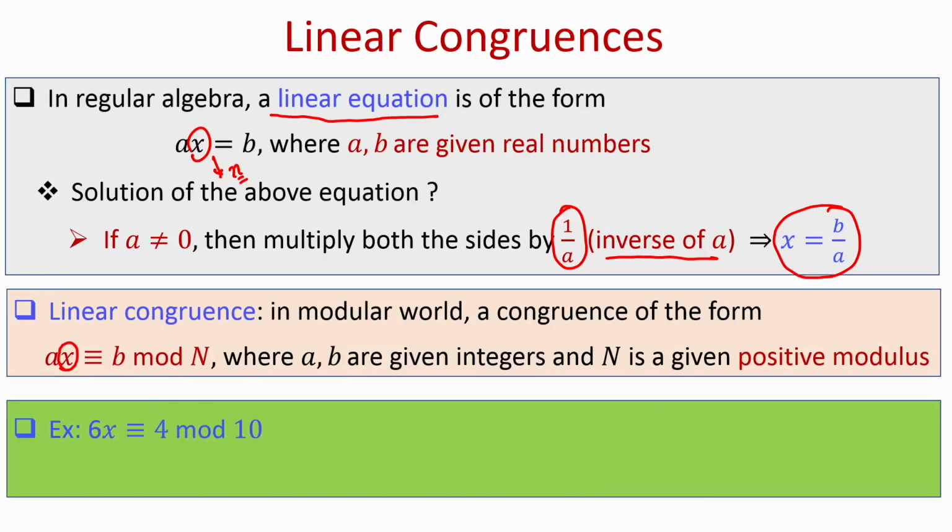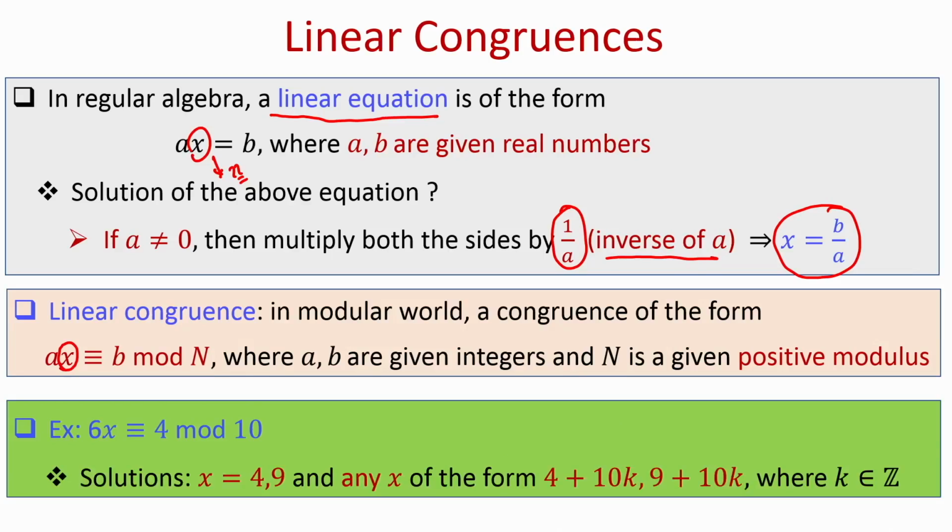Okay. So, for instance, if I say that I am given 6 x congruent to 4 modulo 10 and if I want to find out the value of x, then the possible solutions are x equal to 4, because if x is equal to 4 then you get 24 congruent to 4 modulo 10, which is true because 24 minus 4 is completely divisible by 10. If you substitute x equal to 9, then you get 54 congruent to 4 modulo 10, which is again true because 54 minus 4 is 50, which is completely divisible by 10.